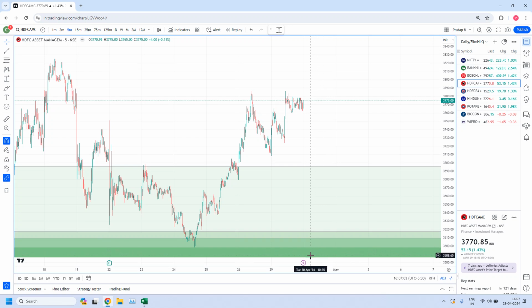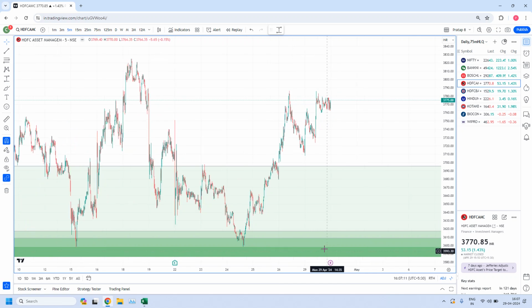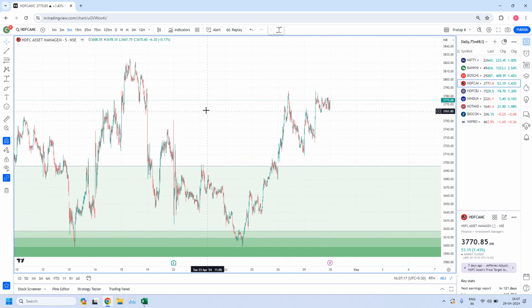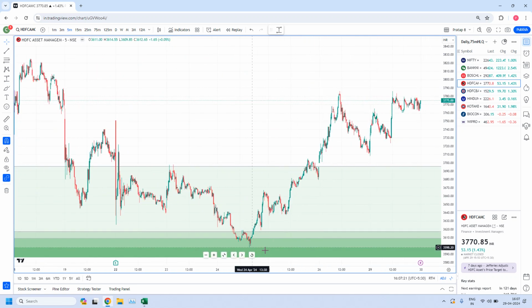Maybe it may work, it may fail, because it is already tested several times. But there is nothing wrong. If the risk is small, there is nothing wrong in planning your trade. Maybe if it is successful, again you will get a good return. So this is HDFC AMC. The 5-minute zone is a high liquidity zone.